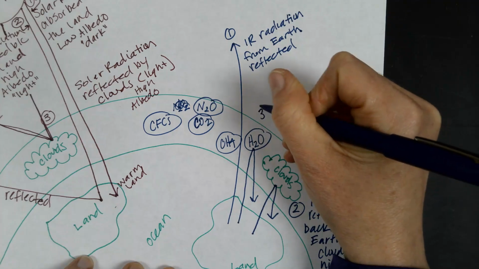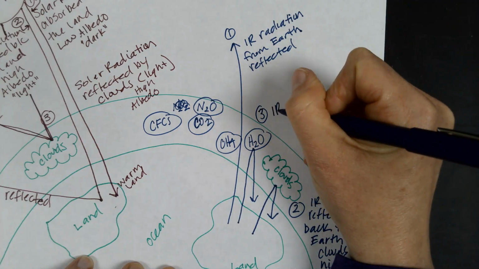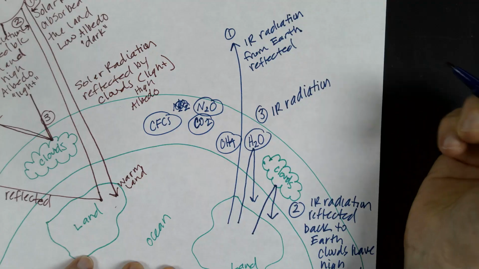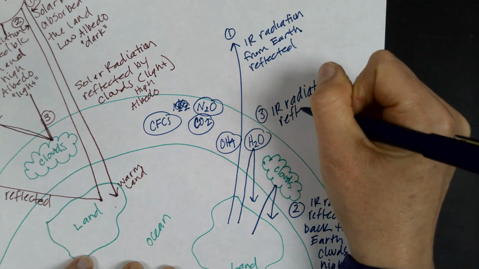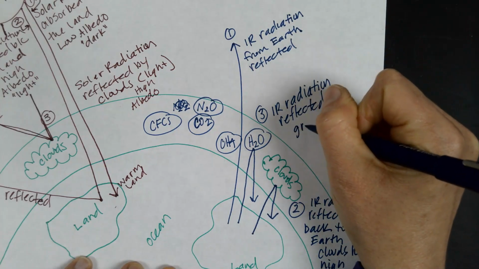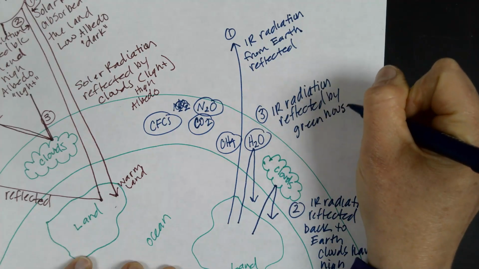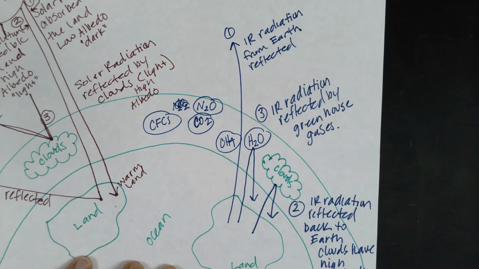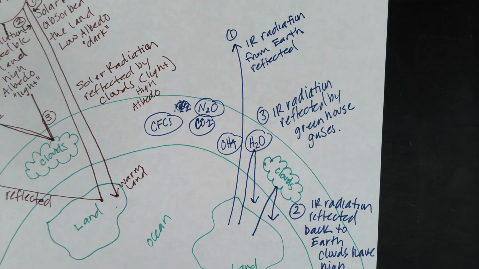So number 3 here is IR radiation reflected by greenhouse gases. I know that's a lot, you guys. We're almost done, I promise. Let's pause this right now if you need to copy that down.